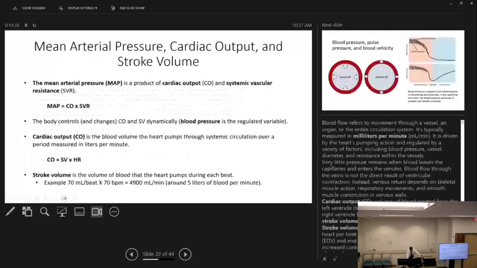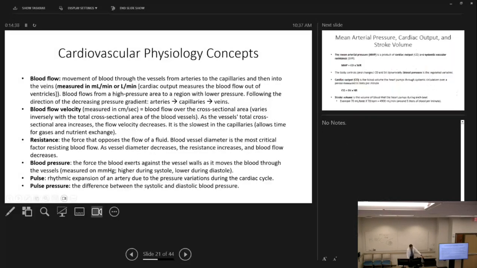Then we have pulse, which is simply a rhythmic variation, exactly as the pulse in any kind of musical piece. It's the expansion of an artery because of the variations in the pressure inside the artery. During the cardiac cycle, during systole, it's going to be higher. During diastole, it's going to be smaller. So when we palpate an artery that is superficial, we're going to feel those rhythmic pulsations.